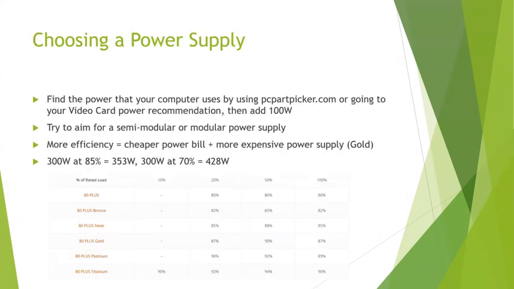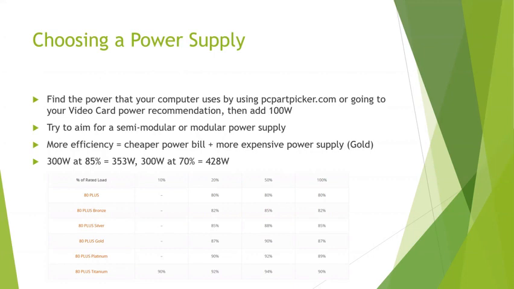One part that I feel should be discussed in detail, however, because it is especially important, is the power supply. The most important thing about the power supply is that you have to judge how much power your computer uses. Now, there are two main ways that this can be done. The first main way is that if you use an online website, for example, the PC Part Picker website I mentioned, then it gives you an estimate of the amount of power your entire computer is using.